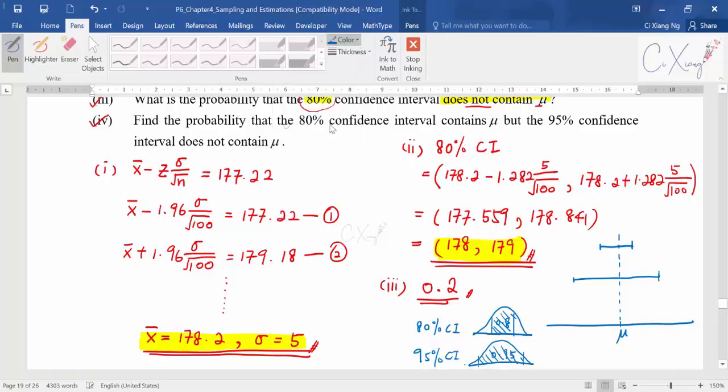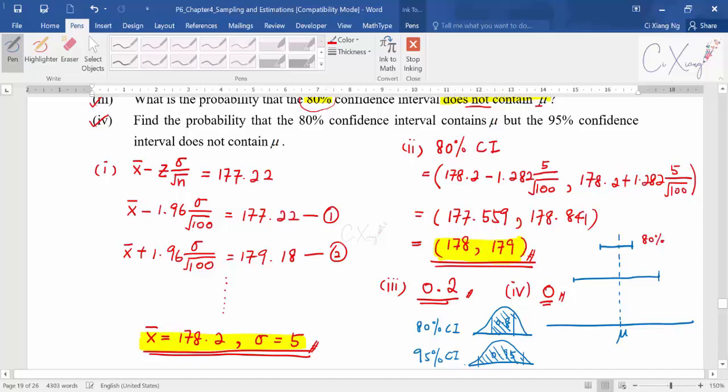Alright, so for this example, the answer is impossible. So the probability is equal to 0. Because the 80% confidence interval is smaller, the range of 95% is larger. So if 80% contains mu, then definitely the 95% one also contains the mu, unless they are using two different samples, but that is another story. But we are using the same sample here. So no matter what, for the same sample, if 80% already contains the mu, then 95% definitely also contains the mu. Okay, so this is what you have for this example. So this is for case number 2.